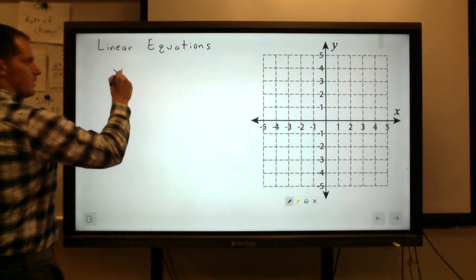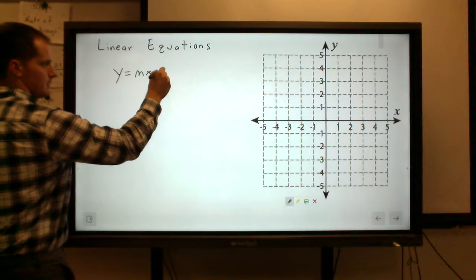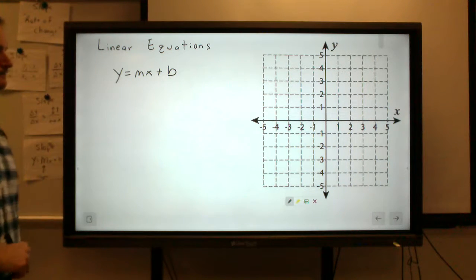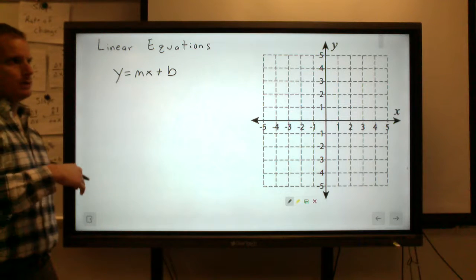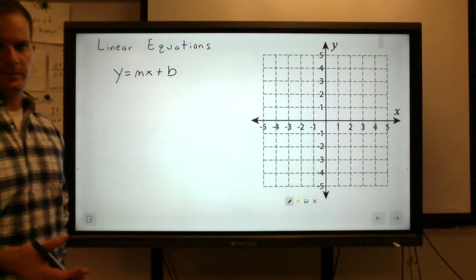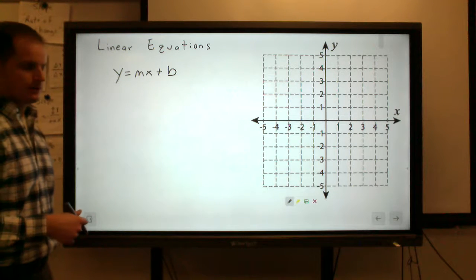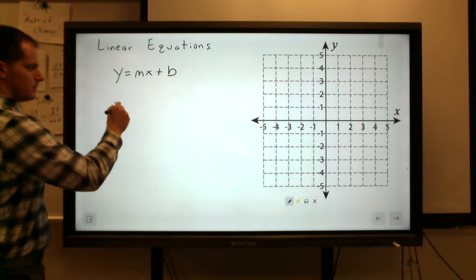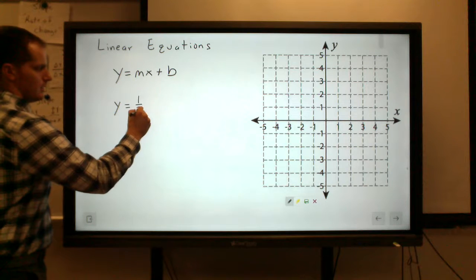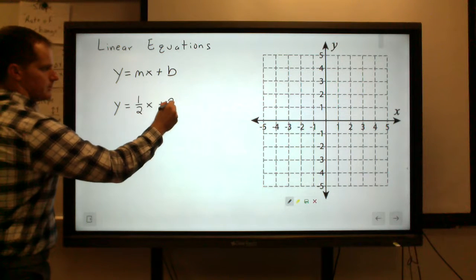All right, so the first one, our y equals mx plus b. For this one, we're just going to go through what pieces of information are given and how we can use that information to graph. And we'll do those for each of the equations. So this one we'll do y equals 1/2 x plus 2.